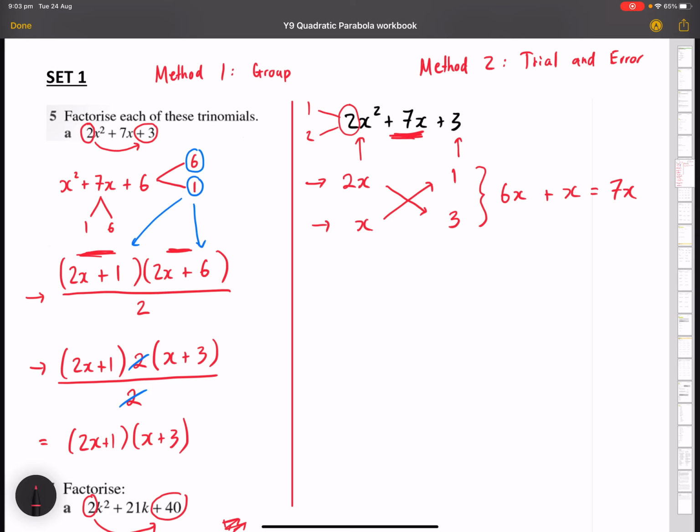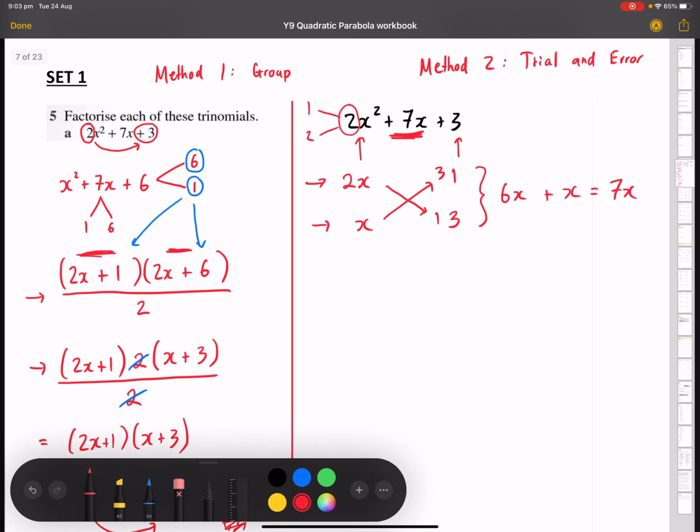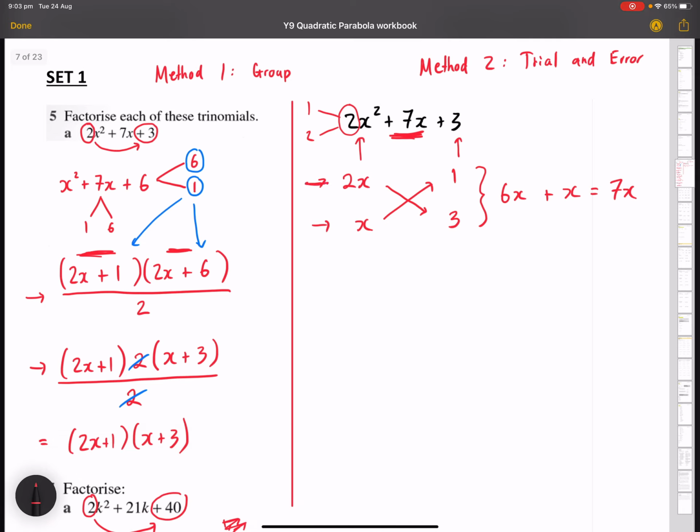So let's say instead of putting 1 and 3, I put 3 and 1. It wouldn't have worked, and then I'd have to try again. That's why it's called trial and error. You just try different numbers, you put them in different places, and see which one works. Okay, I'm just going to undo that. So in this case, the solution is 2x, this is a positive 1 and a positive 3. So the answer is 2x plus 1, and the other one is x plus 3.